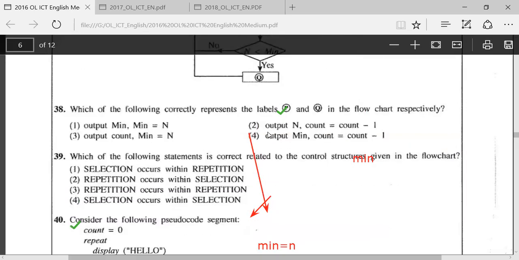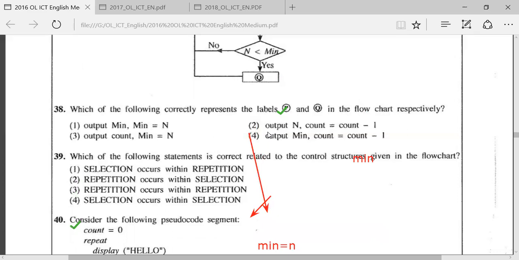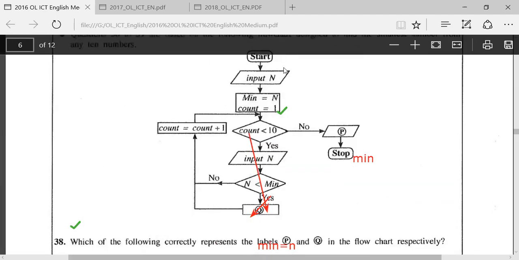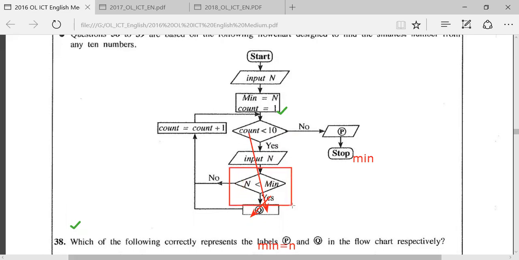Question number 39. Which of the following statements is correct regarding the control structures given in the flow chart? They are asking about the control structures. Here sequence is there. In each and every flow chart, there will be sequence. This one is a simple selection. Why? We are having yes or no.